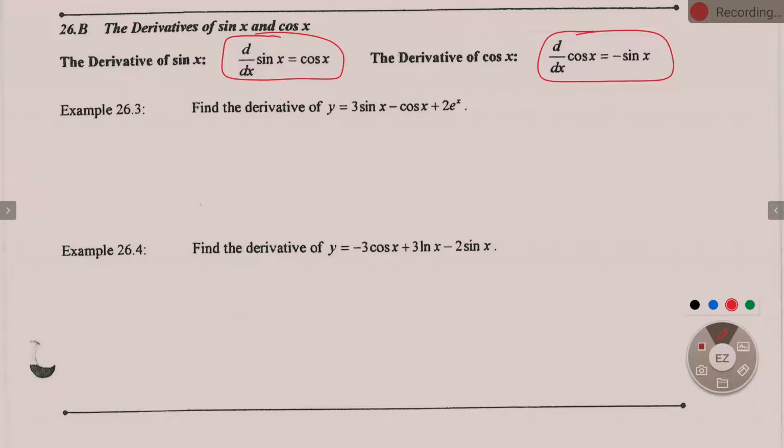So let's look at example 3. Find the derivative of y equals 3 sine x minus cosine x plus 2e to the x. Now, when I write that out, what should I start with, even before the equal sign? Okay, you can use dy/dx. You could use y prime if you want to. There are several different notations you can use there.